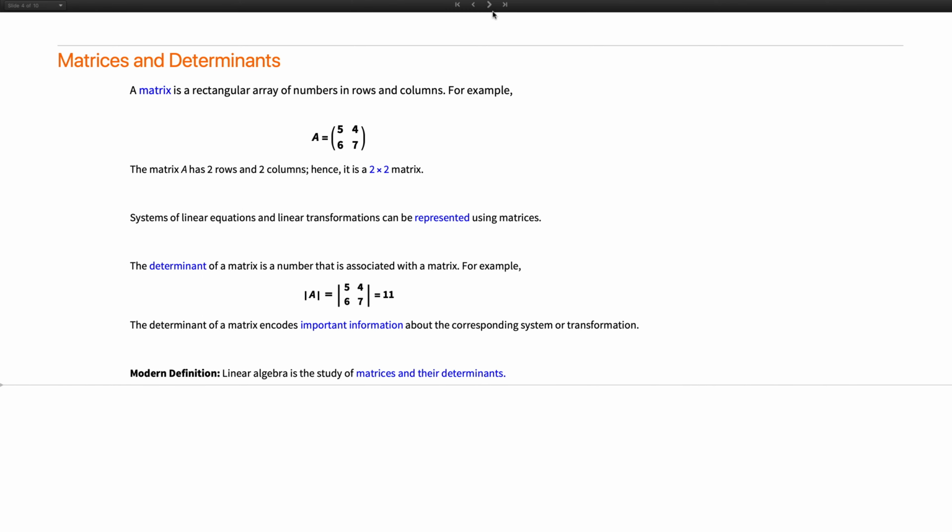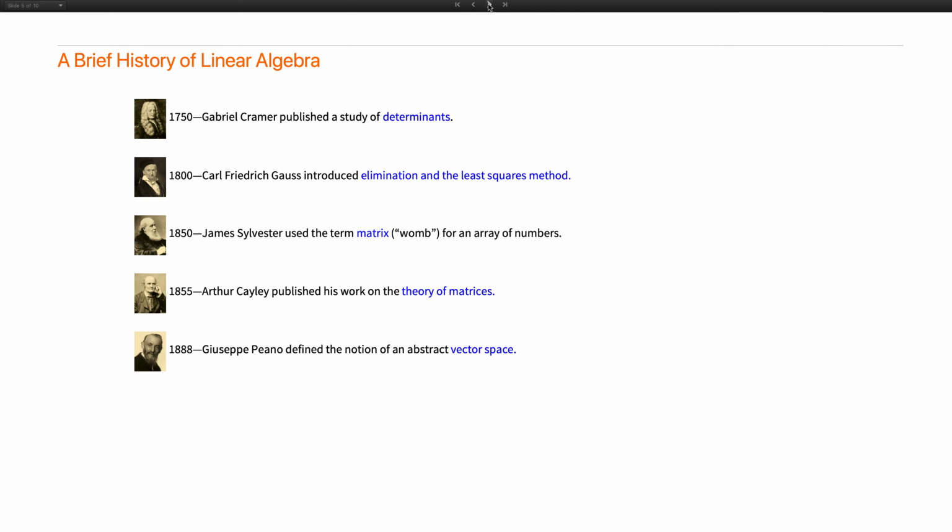Now, of course, there's a long history behind this subject, but let me just give you a brief history of the subject of linear algebra as it relates to this course. So, of course, the Chinese and other civilizations knew about linear algebra, but to me, the course has history going back to roughly 1750 when Gabriel Cramer published a study of determinants. And in fact, he published a rule for solving systems of equations.